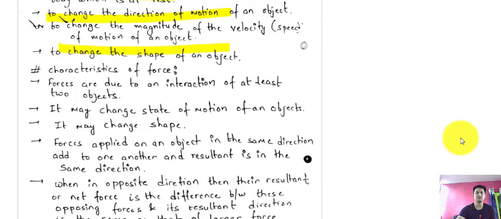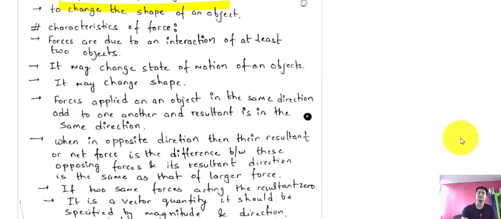Now what are the characteristics of force? Characteristics: forces are due to interaction of at least two objects. I have told you about the types of force. There are contact forces and non-contact forces. So forces are due to interaction. There should be an interaction between at least two objects, then there will be a force. Okay, there must be two objects for the interaction of the force.